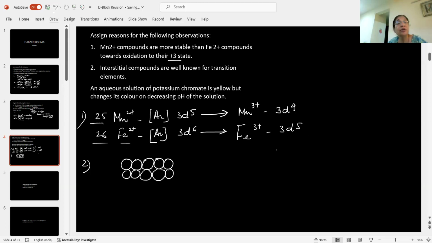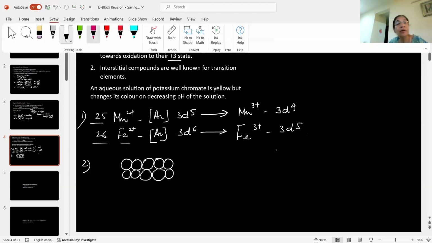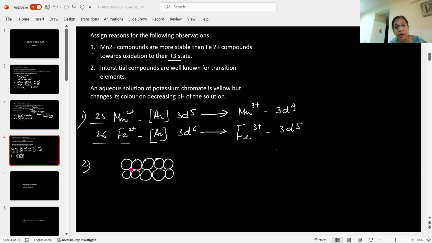In the vacancies, the vacant spaces, some other smaller atoms like carbon can fit. So this is the interstitial compound, like steel is an interstitial compound. In the crystal lattice of iron, carbon atoms come and fix there.